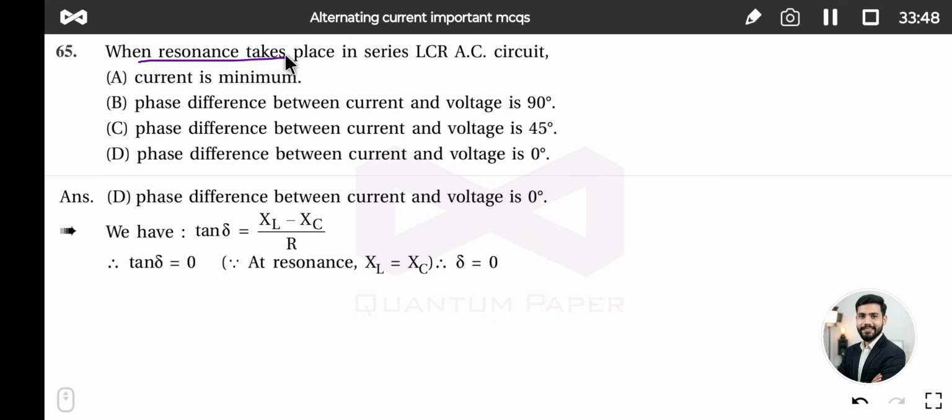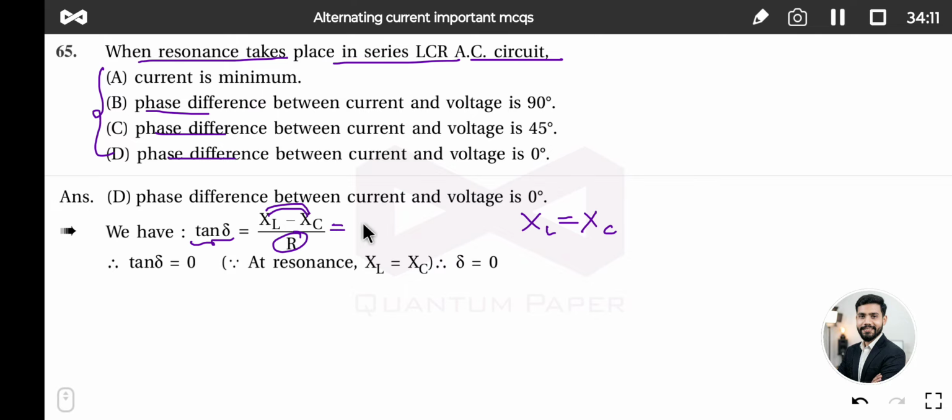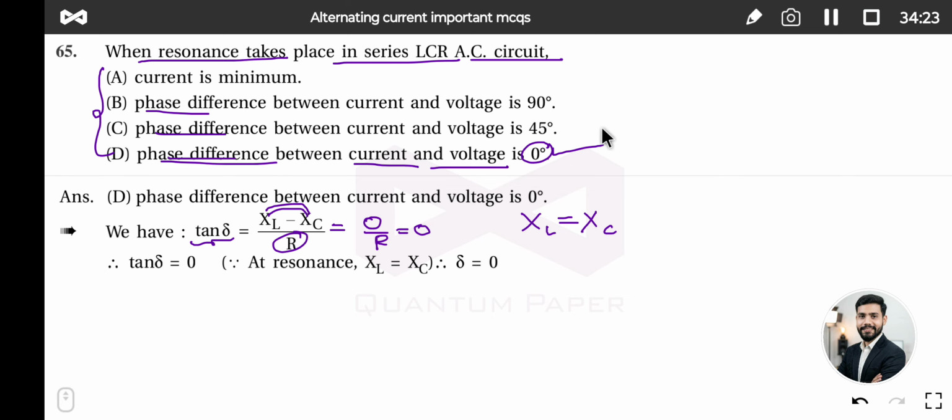When resonance takes place in LCR circuit, then out of 4 options we have to select. The question options are about phase difference. So the formula in LCR circuit phase difference is tan phi is equal to XL minus XC upon R. But in case of resonance, XL is same as XC. So the difference is 0. Okay, so 0 by R, which is 0. So at what angle tan is 0? At 0 degree only. So the correct answer is phase difference between current and voltage is 0 degree. Look at the next one.